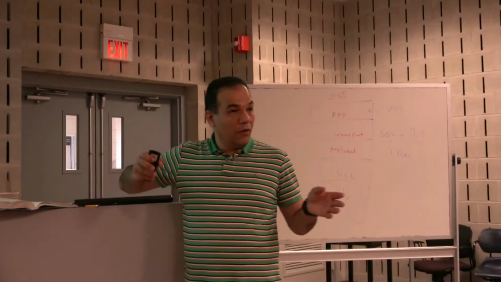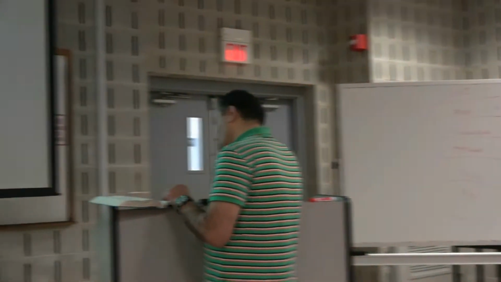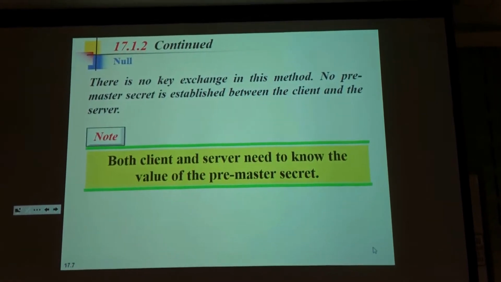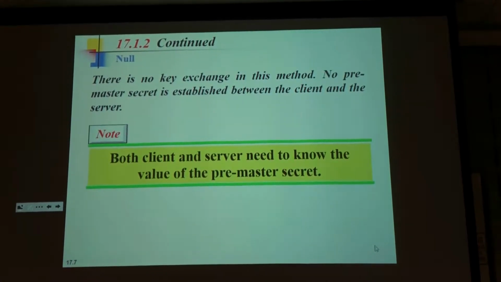Okay, before they start, they know it. So there is no exchange for that. Or you could have RSA, maybe. Okay, so for null in here, there is no key exchange in this method.